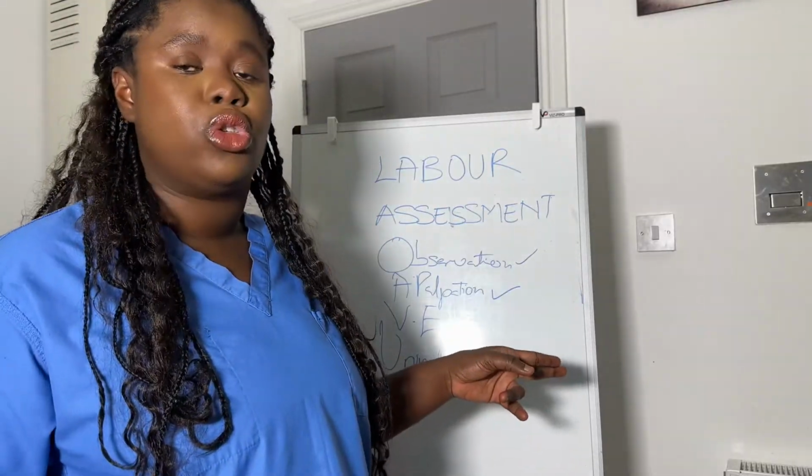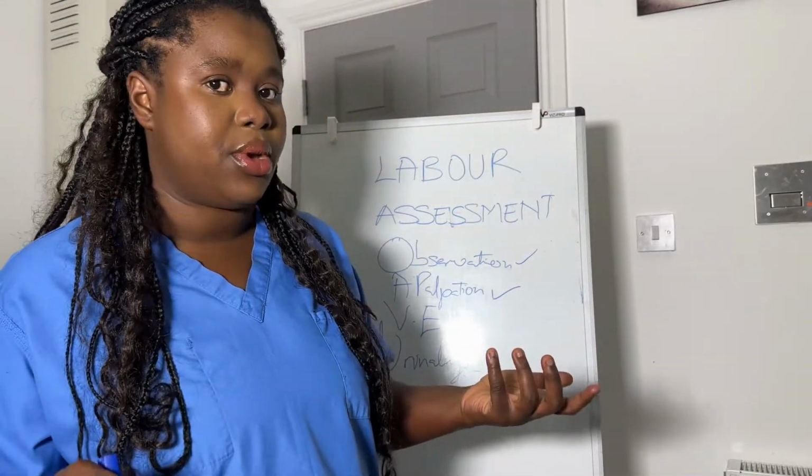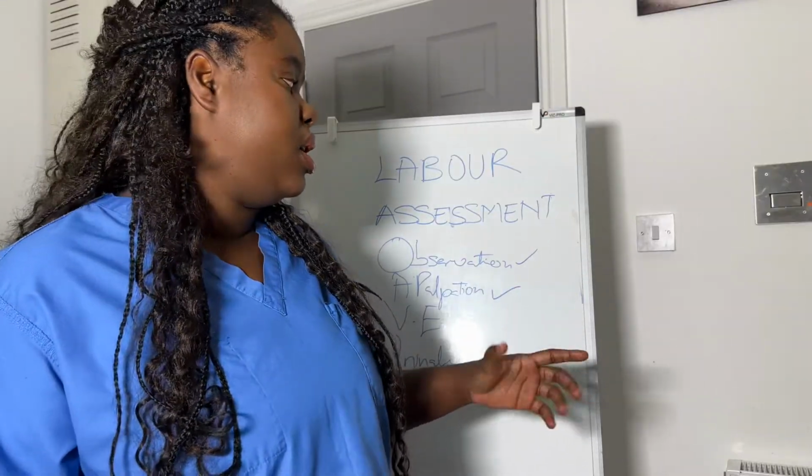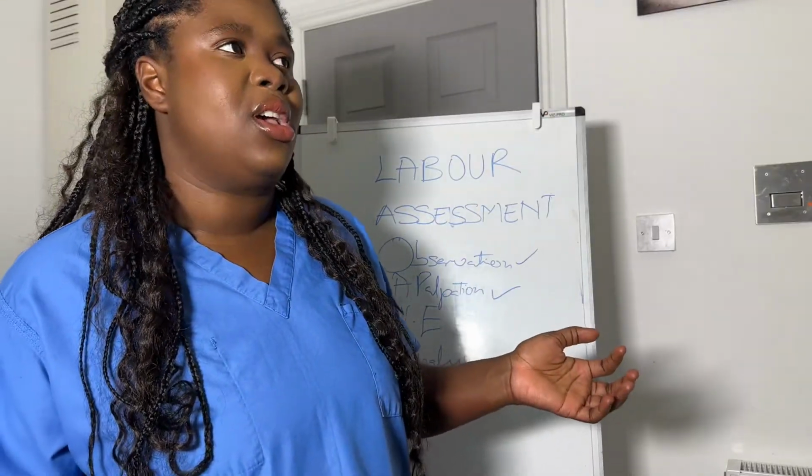With the VE, you want to know the temperature and the moisture. Often at times they say that if the vagina is hot, you are carrying infection or the mother is ill. So you want a warm and moist perineum and vagina. So that's the second thing. Then you move to the station.